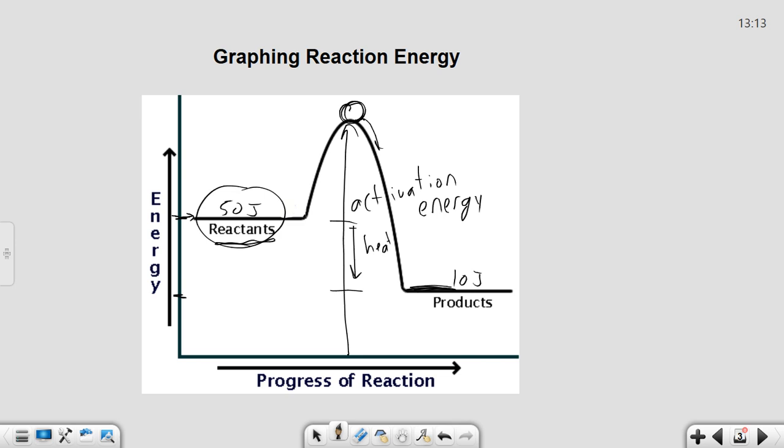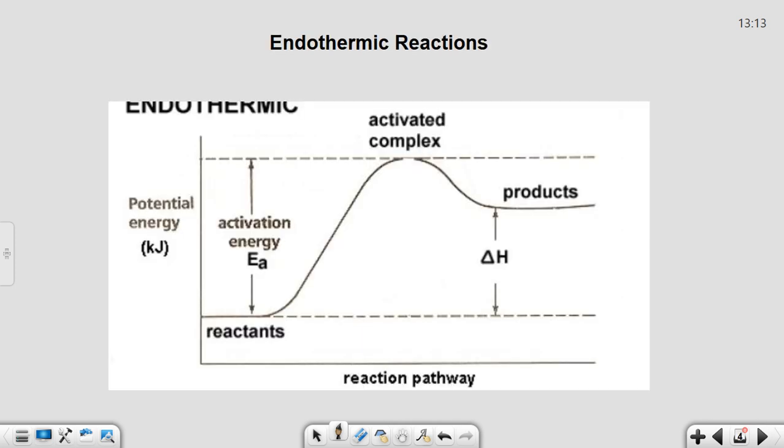Which means this graph shows an exothermic reaction. We started with a certain amount of energy, and we lost energy. That energy had to be given off as heat, so it's an exothermic reaction.